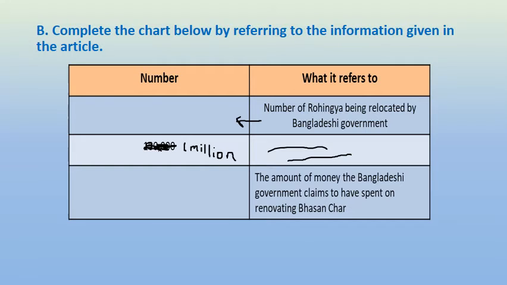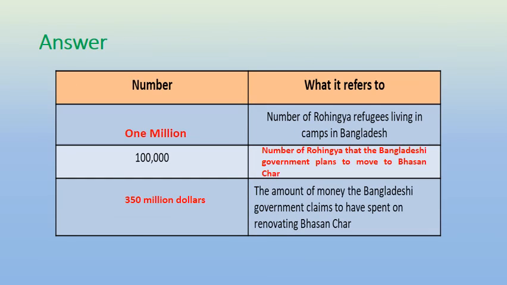The amount of money the Bangladeshi government claims to have spent on renovating Basan Char, they claimed to have spent $325 million. This is what they claimed. And this is the information in the chart here. It just needs one more zero, so I wrote 1 million. So this is the modified one. This is the correct one.